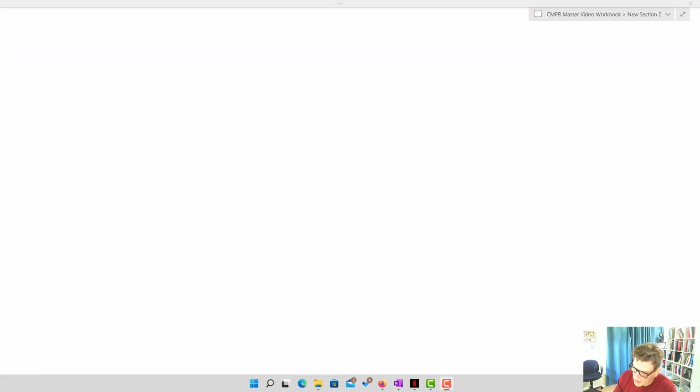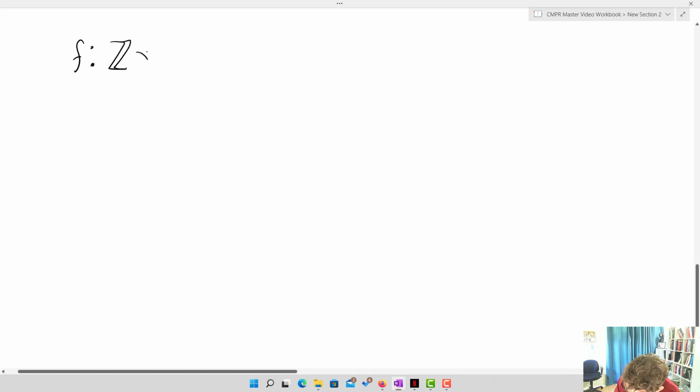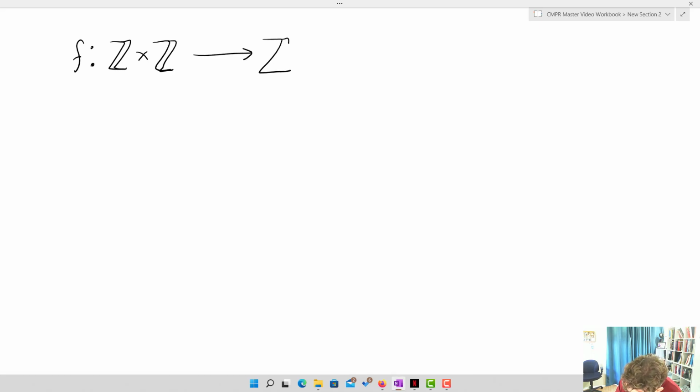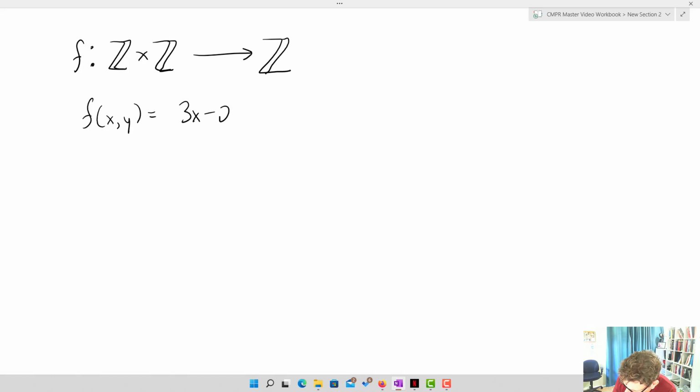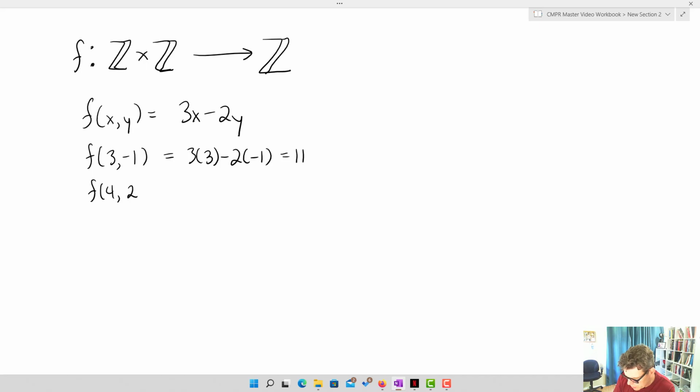So I told you a moment ago that we could take a function, and let's say, for example, we go from Z cross Z, so that is Z squared, and we map into just Z. That is, we're going to take two integer values and we're going to end up mapping them onto a single integer value. So for example, let's say f of x, y is going to equal 3x minus 2y. So what that would look like is f of 3, negative 1 equals 3 times 3 minus 2 times negative 1, and that ends up equaling 11. Or we take f of 4, 2, and that'll look like 3 times 4 minus 2 times 2, which equals 8. And so in this case, our domain is defined as Z cross Z, so we could take any pair, any tuple of integers and map them onto the integers.